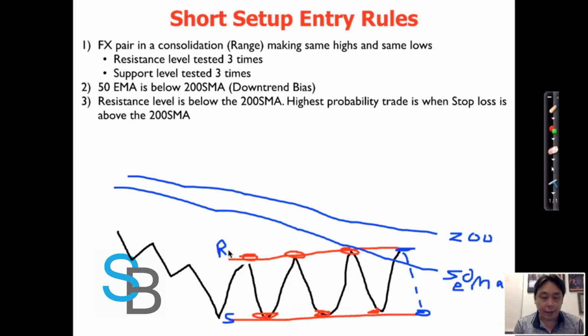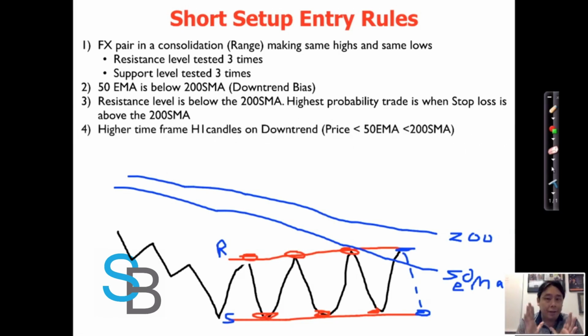Again, your resistance level should be below the 200 moving average. And again, the highest probability is when your stop loss is above the 200 moving average. It is not a must to have, it's a good to have. So the 200 acts as a strong level of protection in case the price moves up and could be hitting your stop loss.